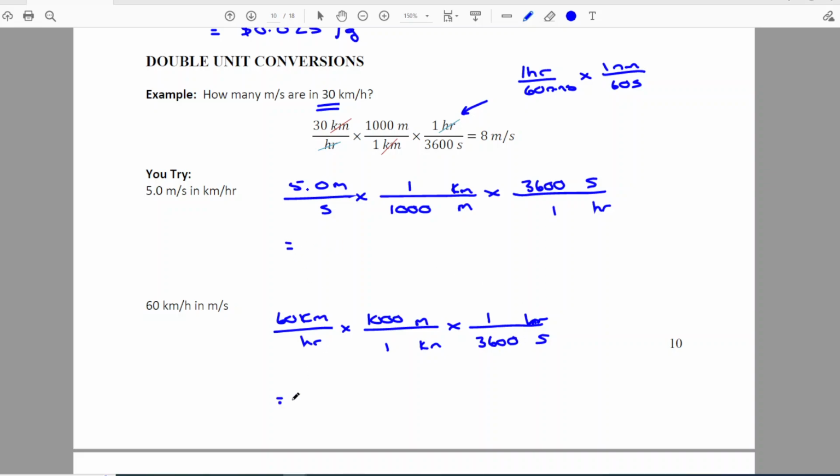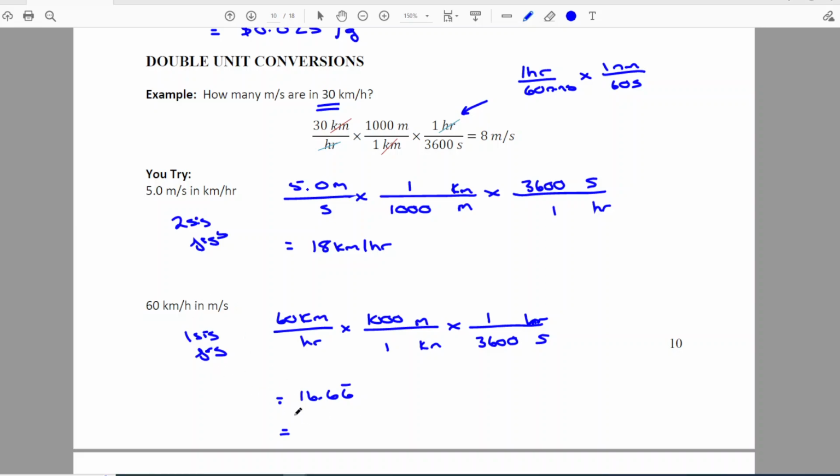So for the first one, I've got 5 divided by 1,000 times 3,600, which gives me 18 kilometers per hour. 2 sig figs, 2 sig figs. And then the second one, I've got 60 times 1,000 divided by 3,600, which gives me 16.66 repeating, which I want 1 sig fig. Whereas this one I wanted 2 sig figs. And once you learn the sig fig thing, you can't forget it.